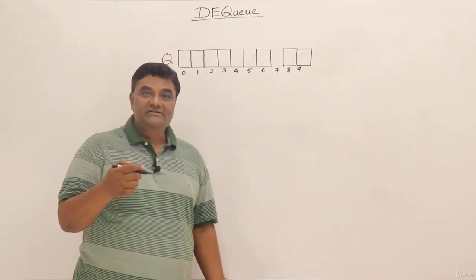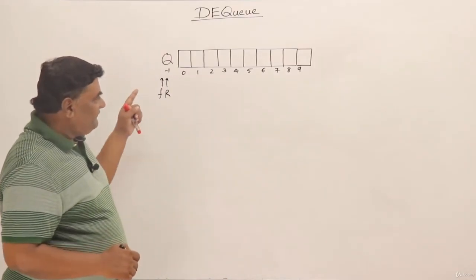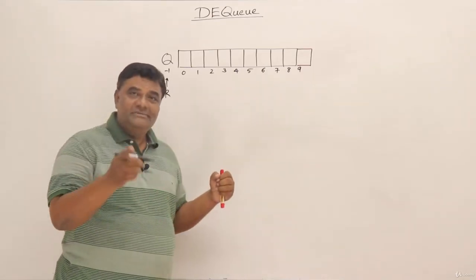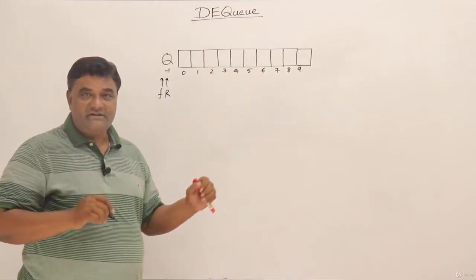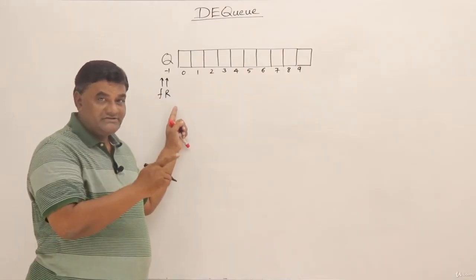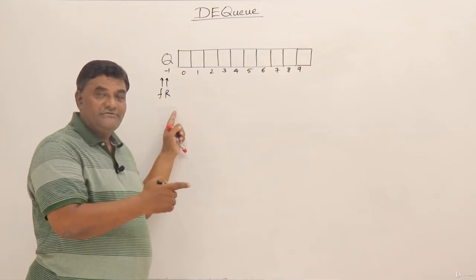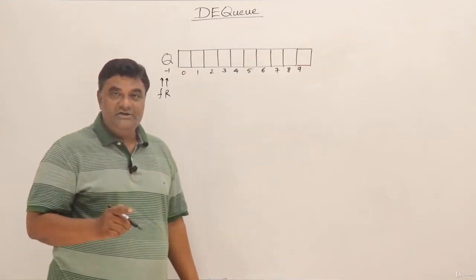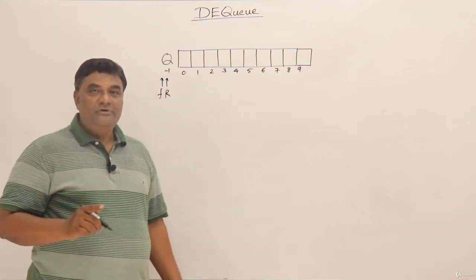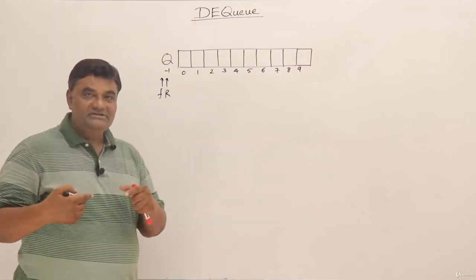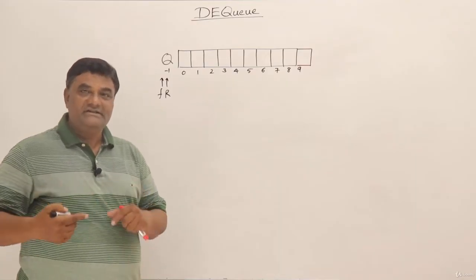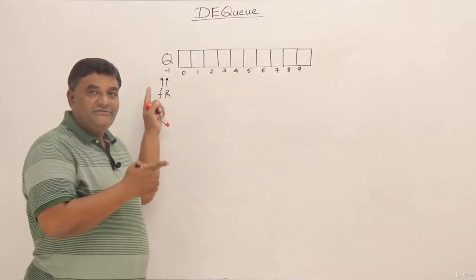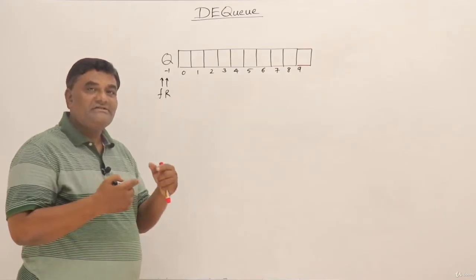Let us understand what it is. See, if we implement a queue using array, then we need two pointers, front and rear. Similarly, in the linked list, we need two pointers, front and rear. Rear is used for insertion. Front is used for deletion. But in DEQ, you can use both the pointers for both the operations, insertion as well as deletion. So with rear pointer, we can insert as well as delete. And with front pointer, we can insert as well as delete.